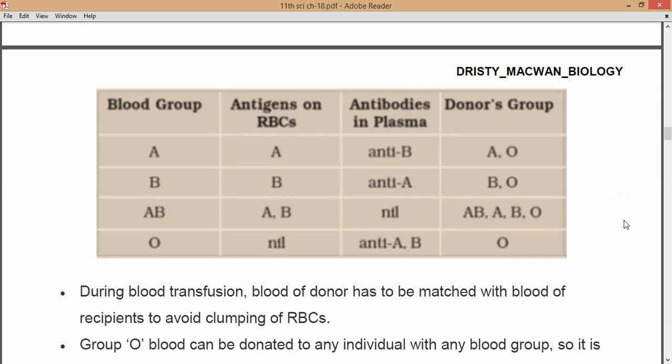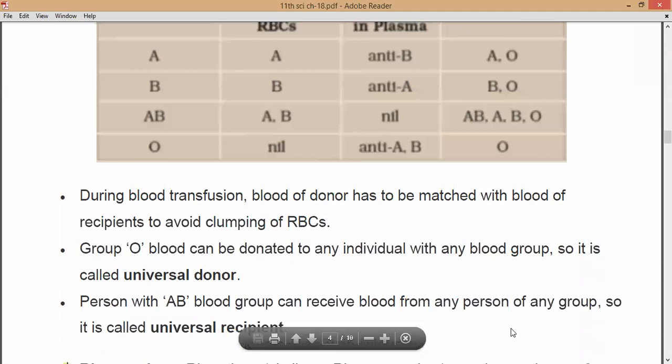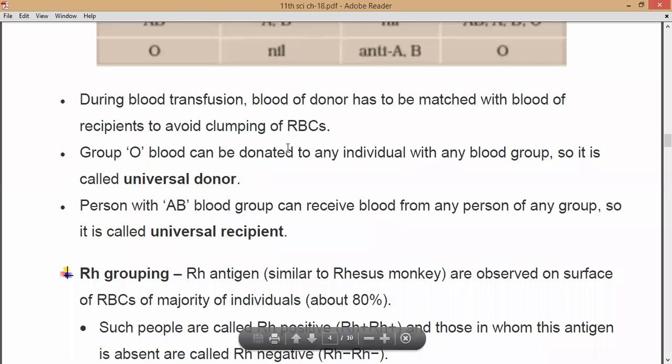And who can donate the blood? Only the O group can donate the blood to the O blood group, right? So this way, based upon the antigens on the RBC and antibodies in the plasma, the blood group of an individual is decided. Now, during the blood transfusion, blood of the donor has to be matched with the blood of the recipient to avoid clumping of RBCs, right?